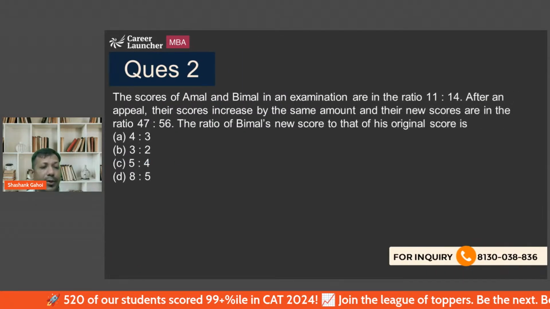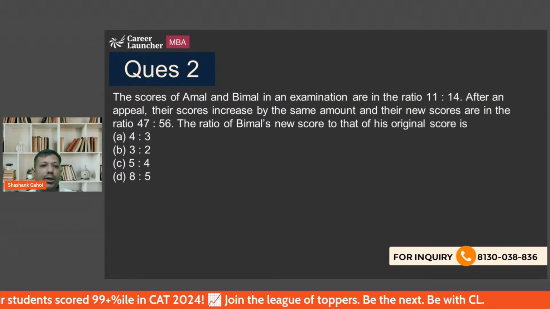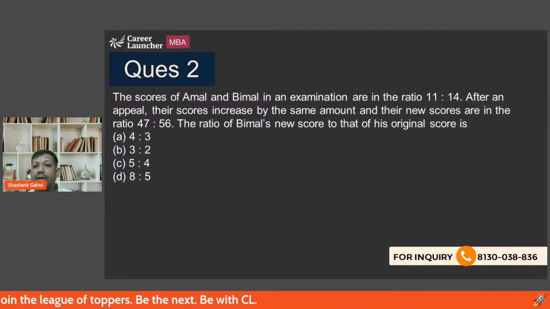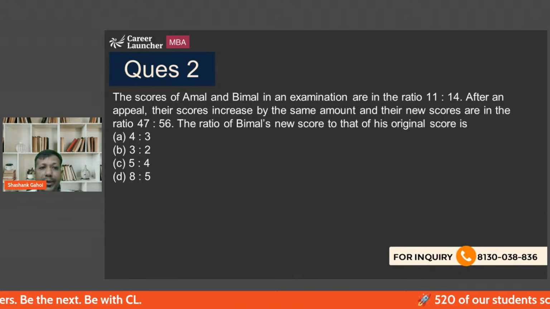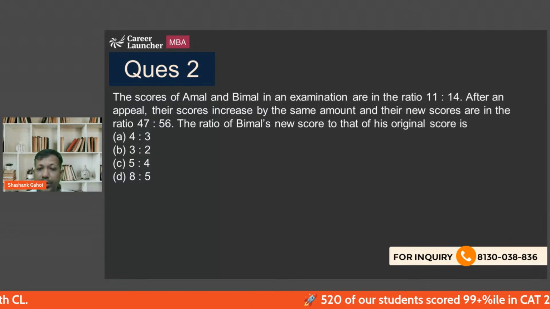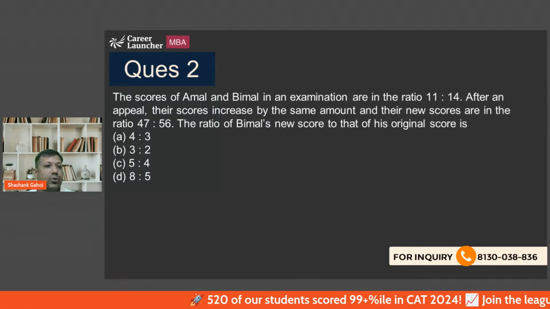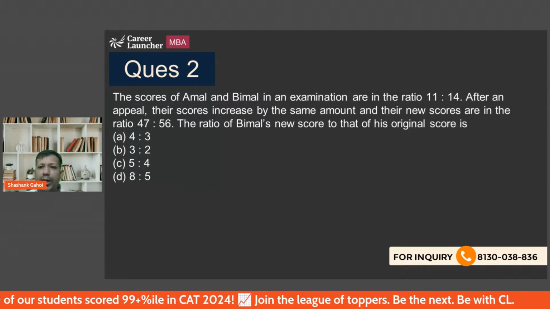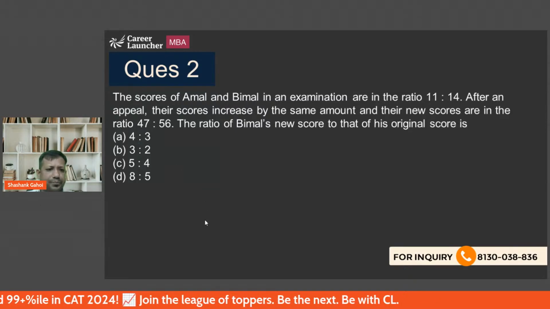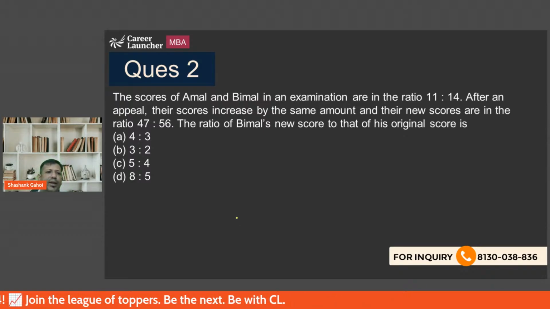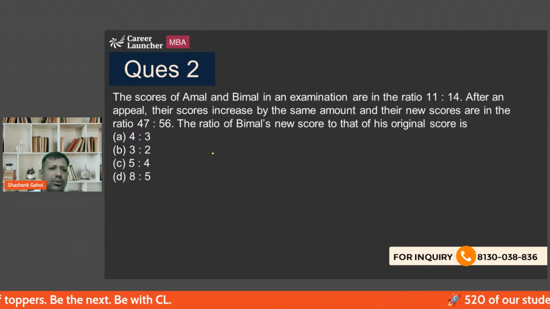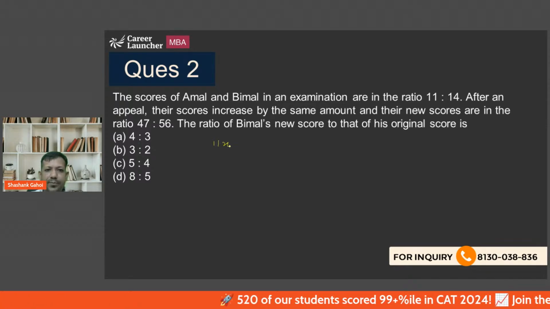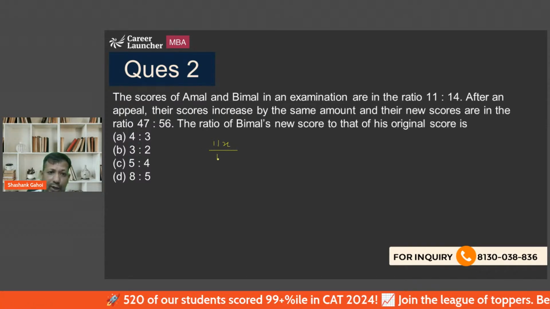What does it say? The scores of Amal and Bimal in an exam are in the ratio of 11:14. After the appeal, their scores increase by the same amount, and their new scores are in the ratio of 47:56. The ratio of Bimal's new score to his original score. Okay, so what we can do? Let's say the initial score of Amal was 11x, the initial score of Bimal was 14x.